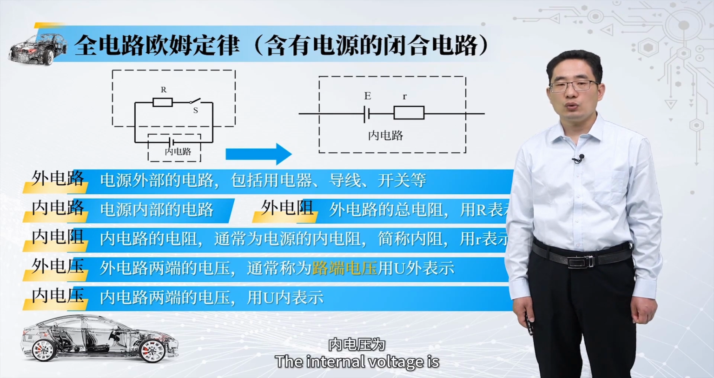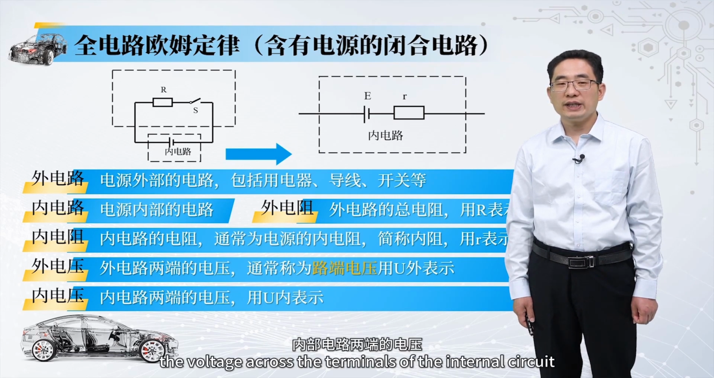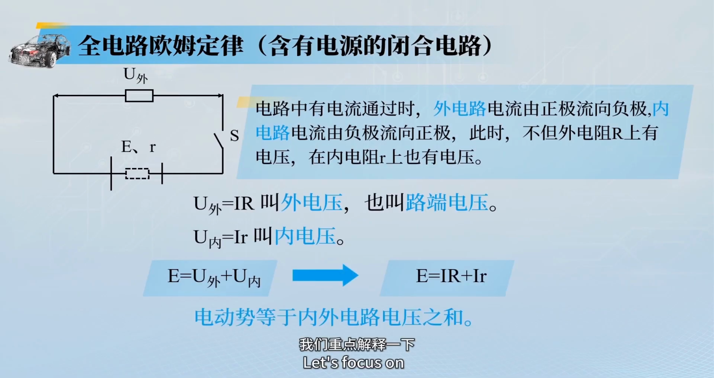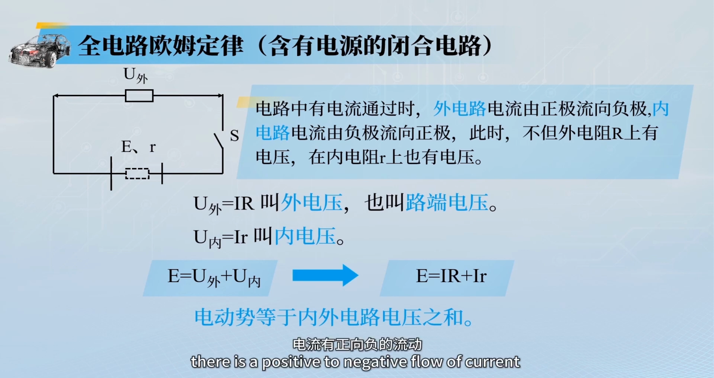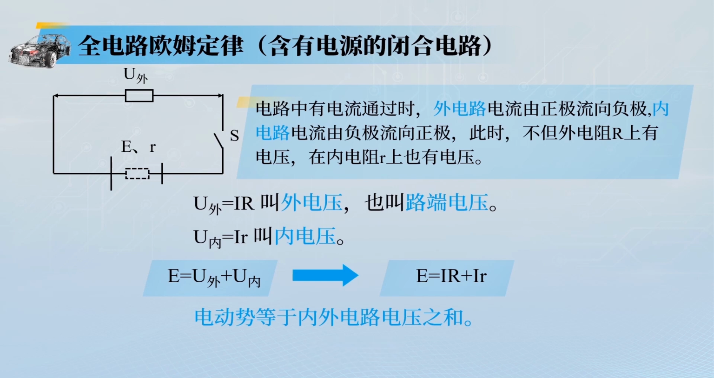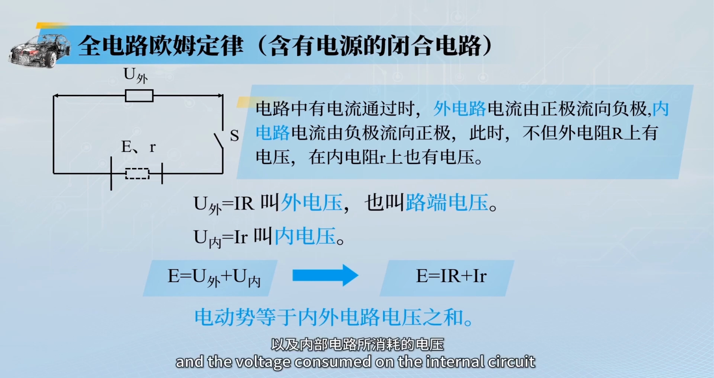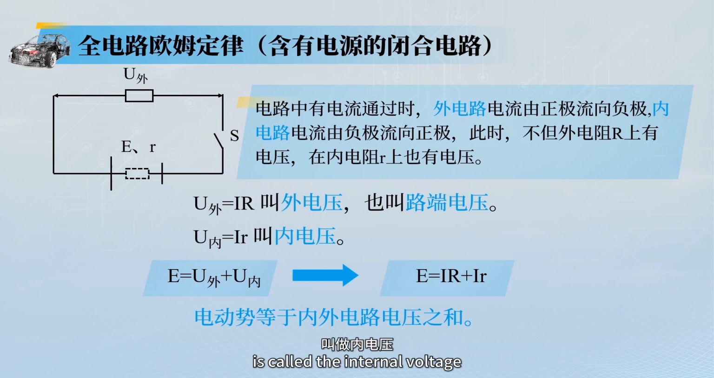The internal voltage is the voltage across the terminals of the internal circuit and is represented by U inner. Let's focus on the external and internal voltages. When there is current passing through the circuit, there is a positive to negative flow of current in the external circuit. At this point, there is voltage across the outer resistor and also across the inner resistor. The voltage consumed on the external circuit is called the external voltage, and the voltage consumed on the internal circuit is called the internal voltage.